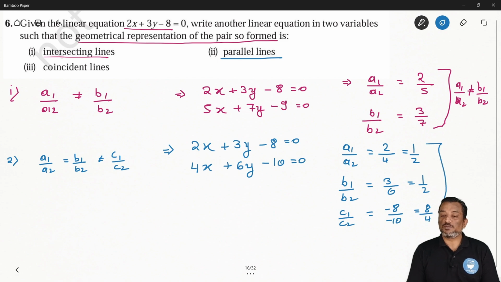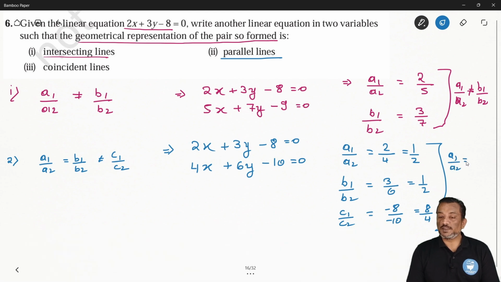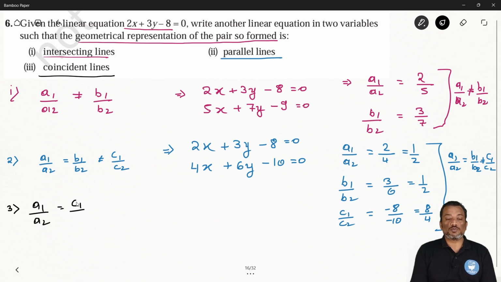Okay, so based on that we can say here a1 over a2 is equal to b1 over b2 but not equal to c1 over c2. Hope you are clear with the second one. Okay, now the last one, coincident. Coincident, you remember that all ratios are coming equal. Okay, so make sure you follow that one. So a1 over a2 is equal to b1 over b2, is equal to c1 over c2.